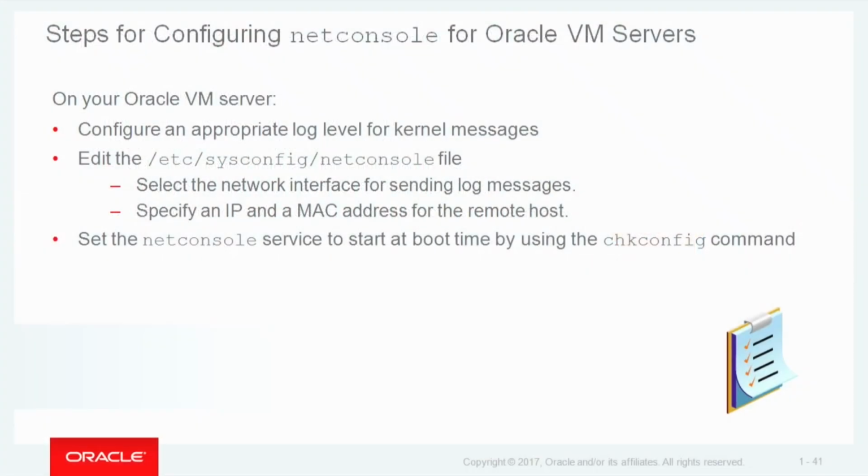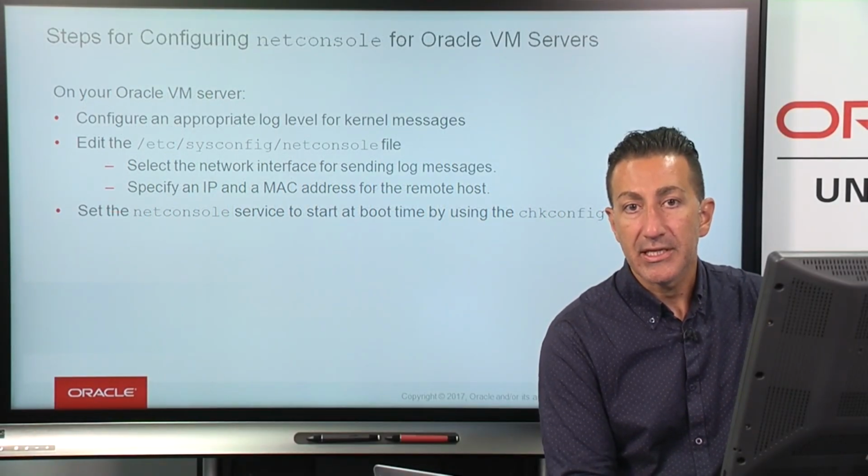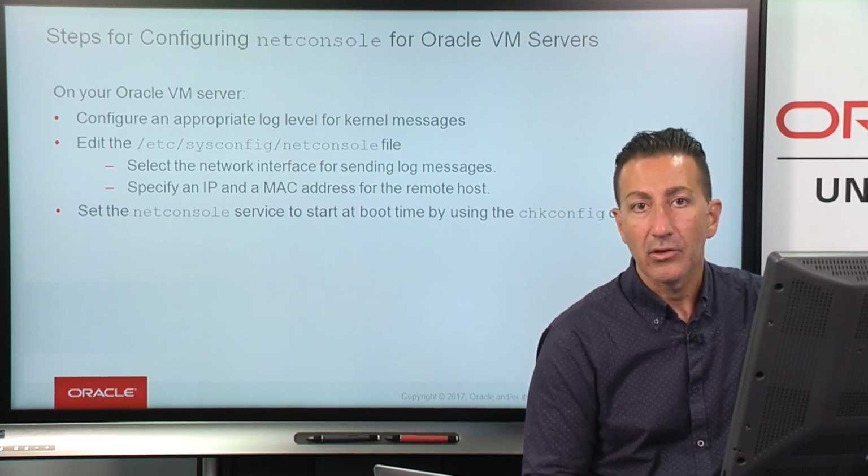So on your Oracle VM server, you configure an app log level for kernel messages, for example by editing the sysctl.conf file. You edit the sysconfig netconsole file. So you select the network interface for sending log messages, and you specify an IP and a MAC address for the remote host, the server that is running the rsyslog process. You set the netconsole service to start at boot time by using the chkconfig command.